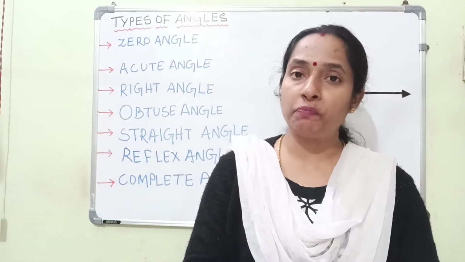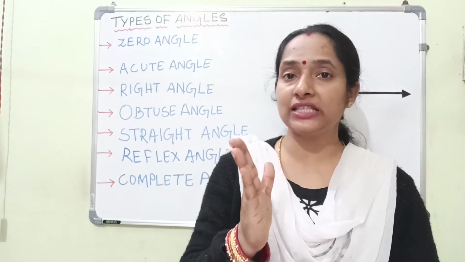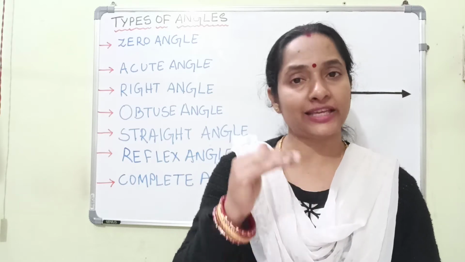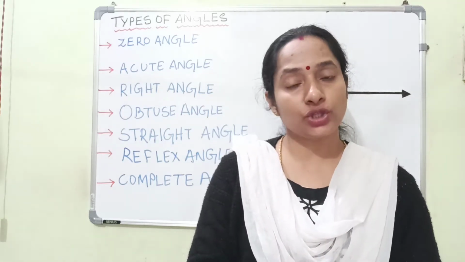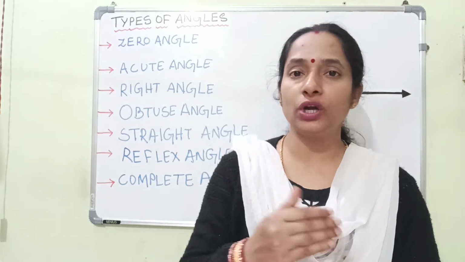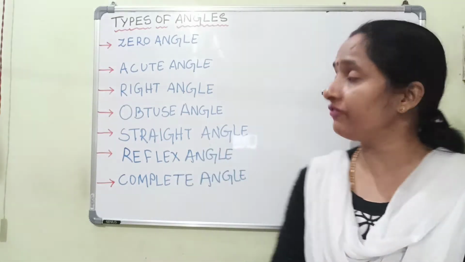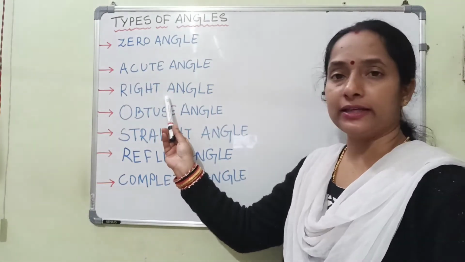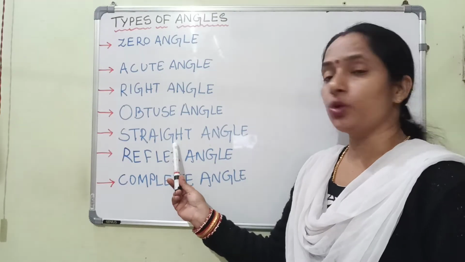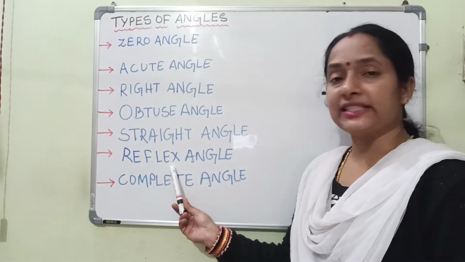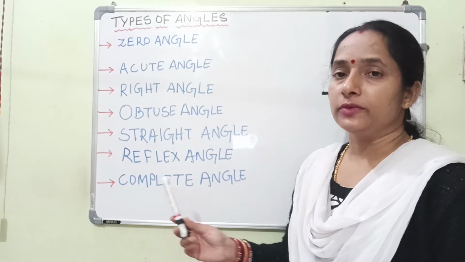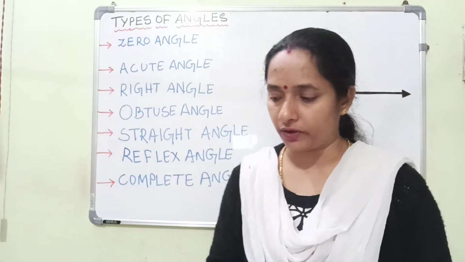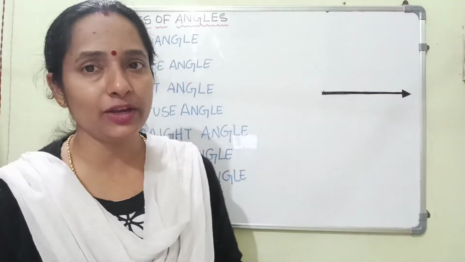Okay, so now based on this space that is created between the two arms of an angle, the angles are being categorized into different types. So now let us understand what are the different types of angles. The different types of angles are zero angle, acute angle, right angle, obtuse angle, straight angle, reflex angle and complete angle. So now children, let us understand all these types of angles one by one. So let us start with the zero angle.